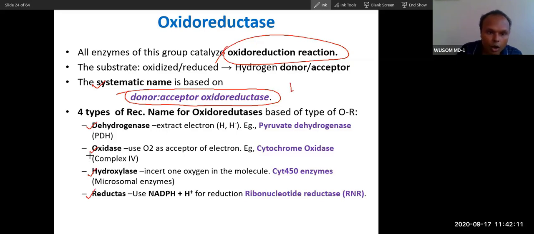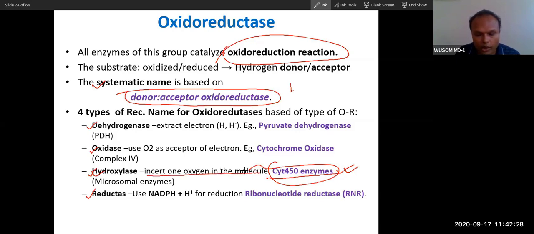So dehydrogenase, oxidase, hydrolase, hydroxylase, and then reductase. This is the very important example of hydroxylase, the cytochrome 450 enzyme. Remember, this is a very important example of hydroxylase. I am pointing to this only, so remember at least this.